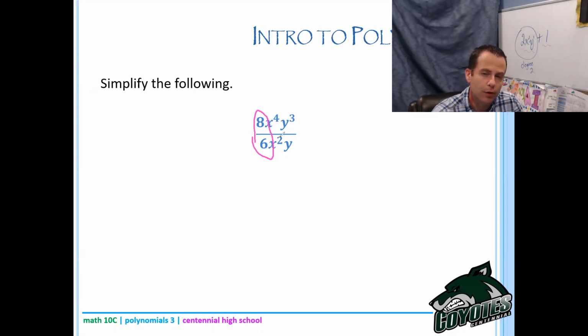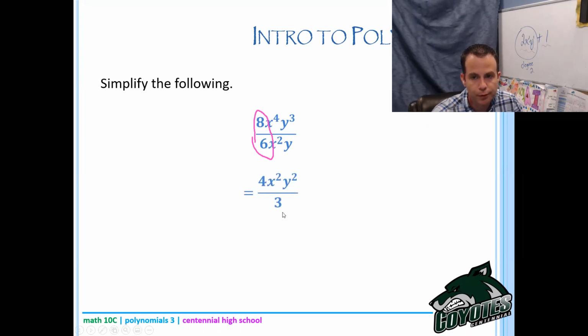X to the 4 over x to the 2 would give me x to the 2. And y to the 3 over y would give me y to the 2. Now, your answer should be one nice fraction. So it becomes that 4 over 3. There's where that simplified fraction is. But notice I didn't write it as 4 over 3 times x squared y squared. I wrote it as one fraction. So it's just the whole thing becomes over 3. This is the good way to answer in math, okay?